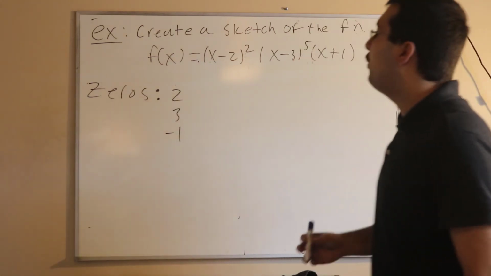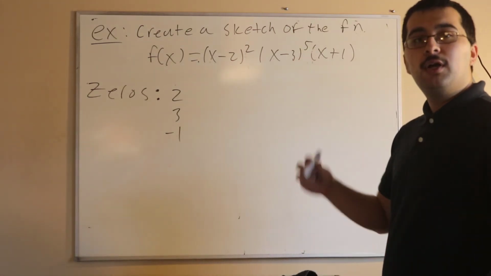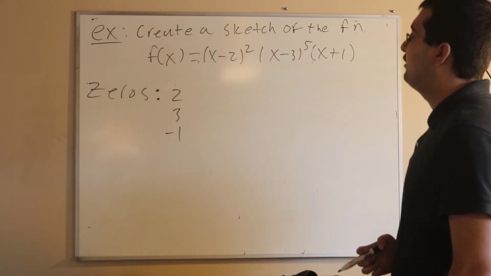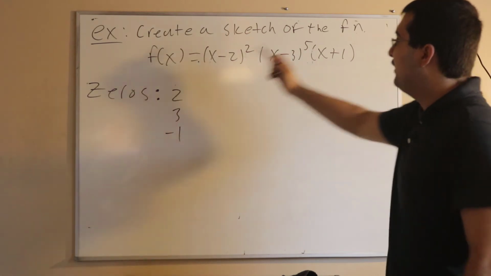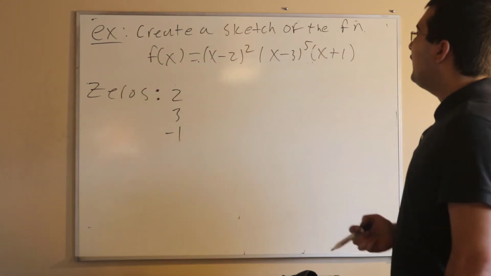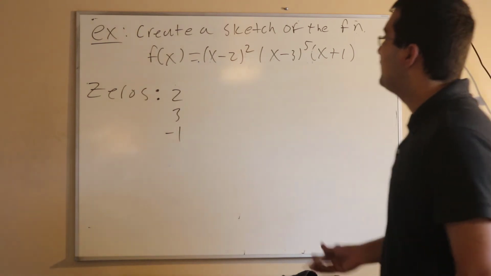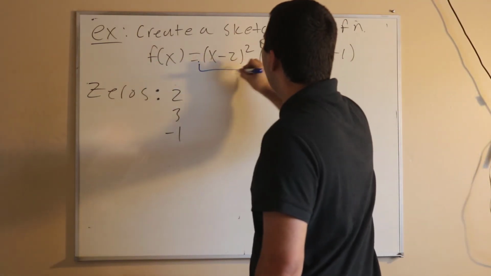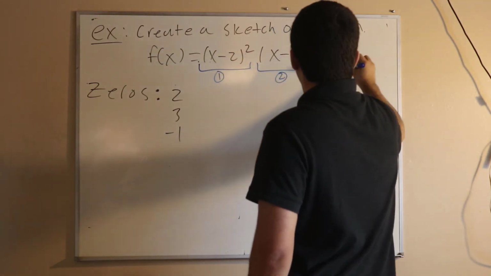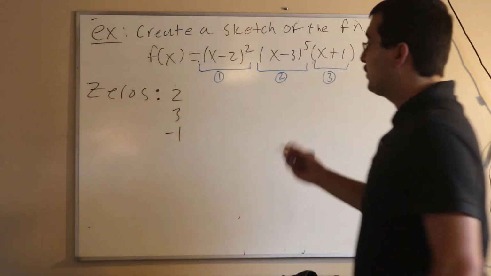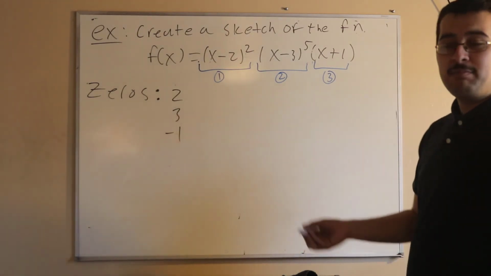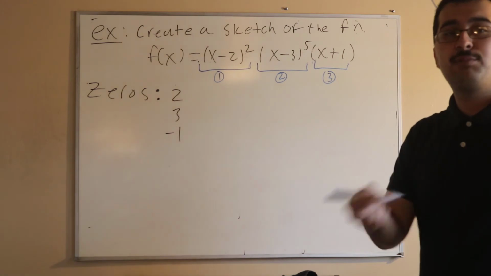So here's how I walk through in my head, just for those of you who are a bit shaky on how we get those. Here's how I walk through my head to identify the zeros. This is my function as a whole, that whole thing. But what I can tell from this is that I have three distinct equations being multiplied together. Those being x minus 2 squared, my first equation. My second equation is x minus 3 to the 5th power, and my third equation is x plus 1.